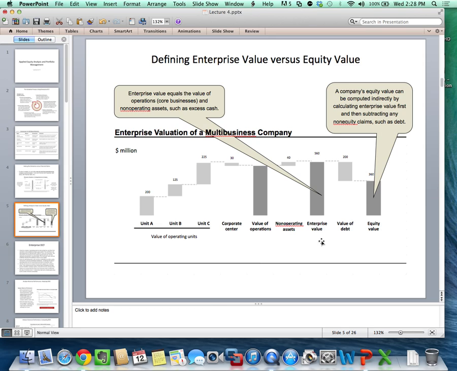I might have some non-operating assets, a bunch of cash lying around. Add that in, and that gets me enterprise value. Assuming I have some debt, enterprise value minus debt, whatever's left, goes to the equity holders. In this case, if I had 560 of enterprise value and 200 million of debt, 560 minus 200 is 360 of equity value. Divide that by shares equals share price. That is the method for enterprise DCF.